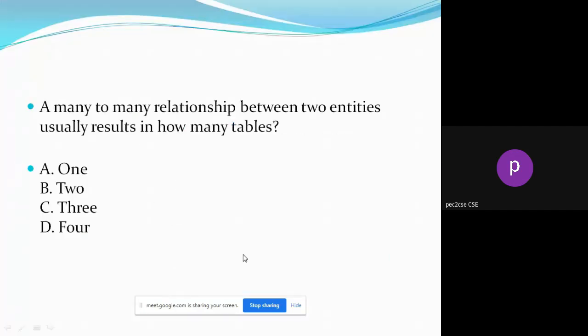So a many-to-many relationship, already two tables will be there. Then three is option C, the right answer. In a many-to-many relationship, two entities are already there. If you want to remove that many-to-many relationship, there is a need to create one more relation, one more table. So its answer is 3.